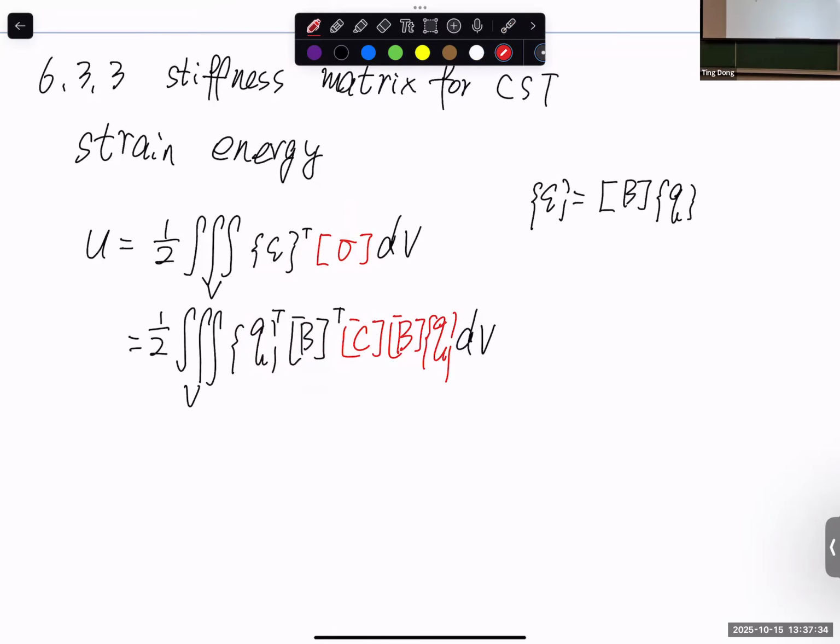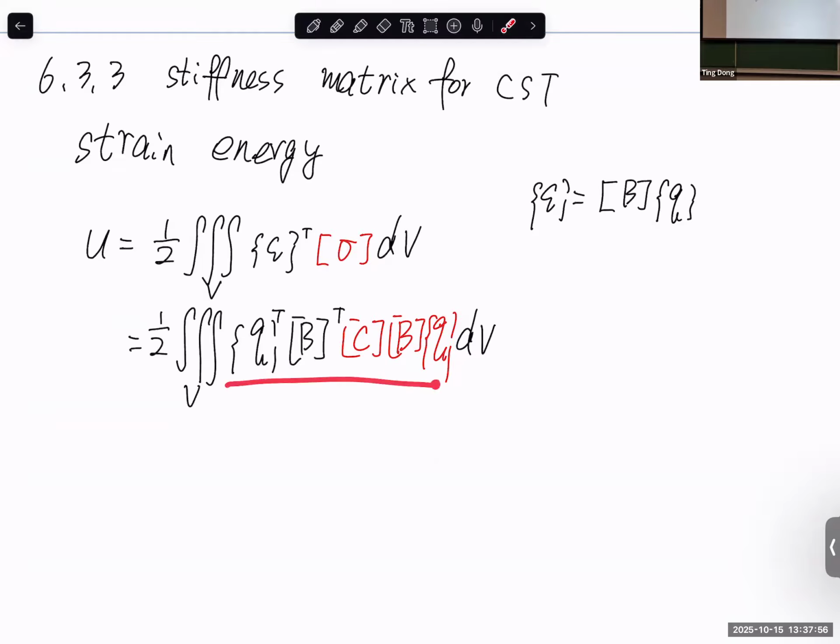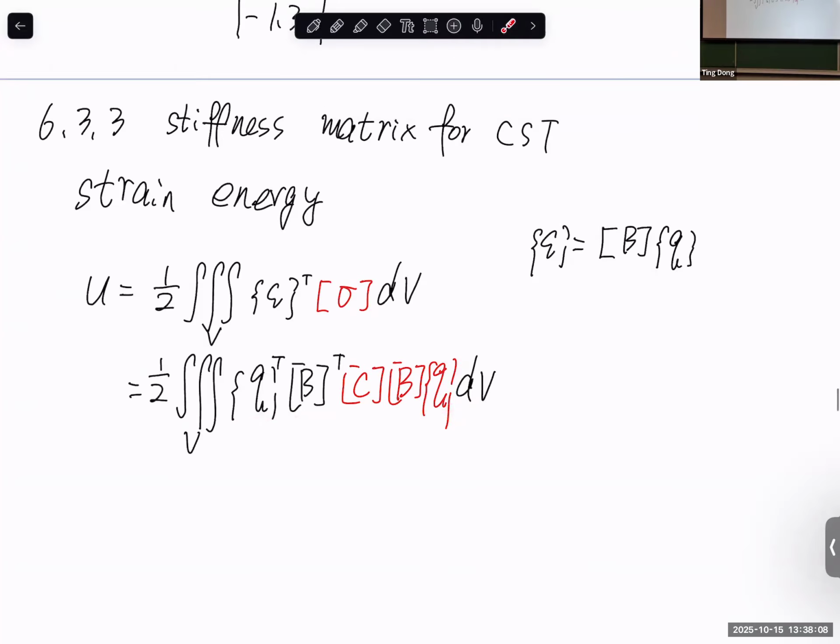Now let's check this integration. Let's say for the volume, it has the x direction, y direction, and z direction. If any of these terms is a function of x, y, and z, then we need to keep it inside the integral. If these terms are constant, then it doesn't matter. Then it basically becomes the multiplication of these five terms times the volume, right? So again, back to our constant strain triangle.